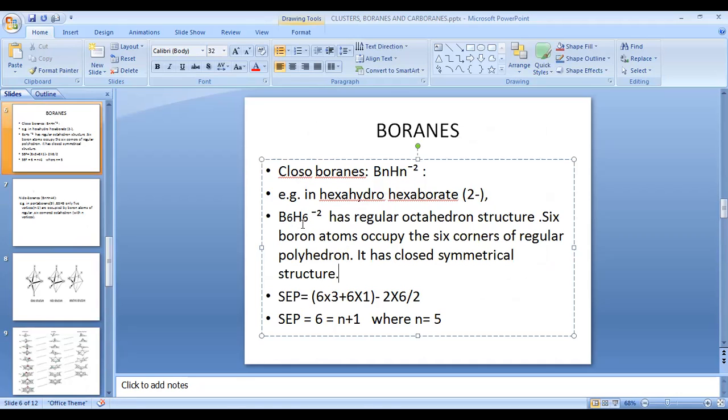The example is B6H6 minus 2. Minus 2 indicates what? Gaining of 2 electrons. So 18 plus 6 is 24, plus 2 is 26, 26 minus 12 is 14, 14 by 2 is 7. So it will be 7. At that time, n could be 6.